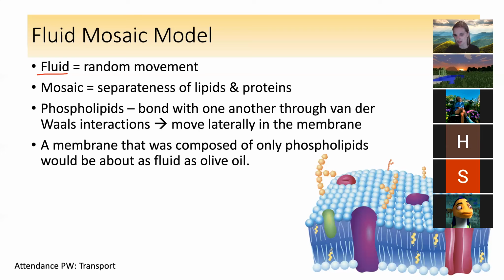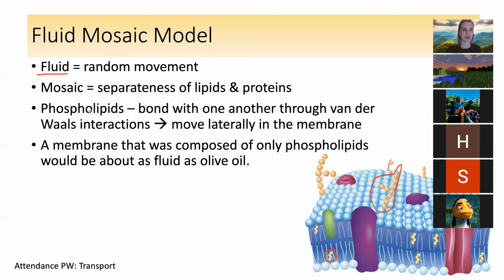You have some cholesterol, which are these yellow things. We have some carbohydrates kind of sticking up on the top. So there's lots of stuff that we'll see is embedded within these phospholipids. And the thing is, this stuff can kind of move around laterally within the membrane. So it's not like a stiff structure, okay?